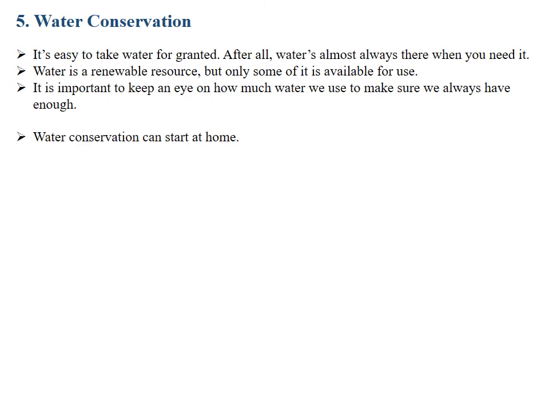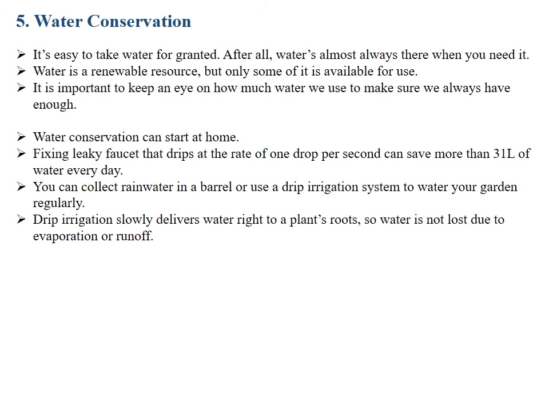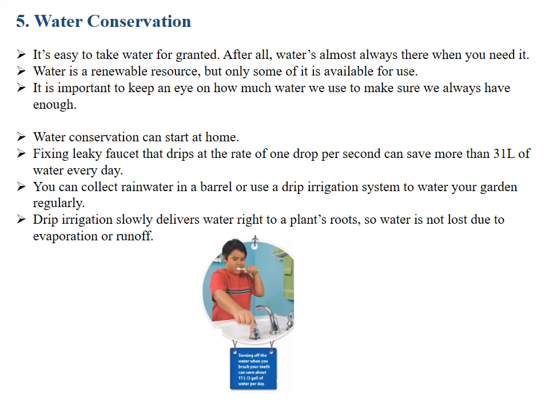Water conservation can start at home. Fixing a leaky faucet that drips at the rate of 1 drop per second can save more than 31 liters of water every day. You can collect rainwater in a barrel or use a drip irrigation system to water your garden regularly. Drip irrigation slowly delivers water right to a plant's roots, so water is not lost due to evaporation or runoff. In this picture, we can see that turning off the water when you brush your teeth can save about 11 liters of water per day.